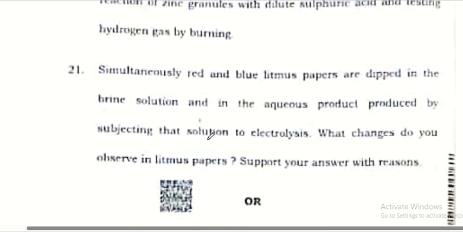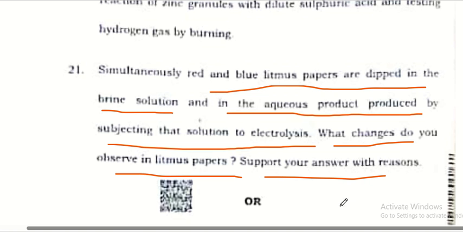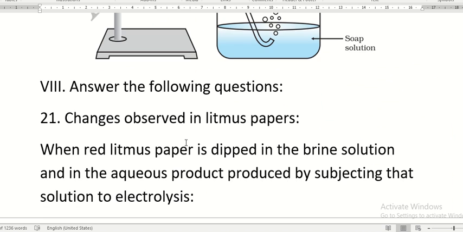And simultaneously, red litmus paper is dipped in the brine solution. So first the litmus papers are dipped in the brine solution, and in the aqueous product produced by subjecting the solution to electrolysis, what changes do you observe in the litmus paper? Support your answer with reasons. So we have to see this answer.